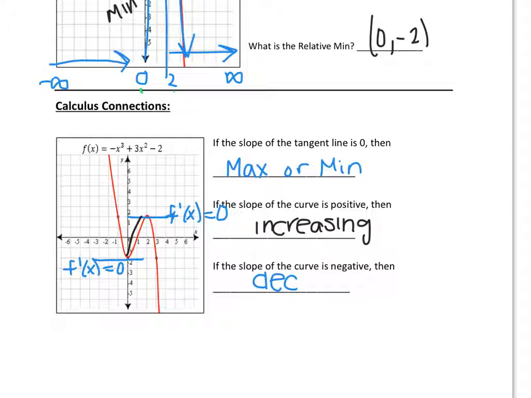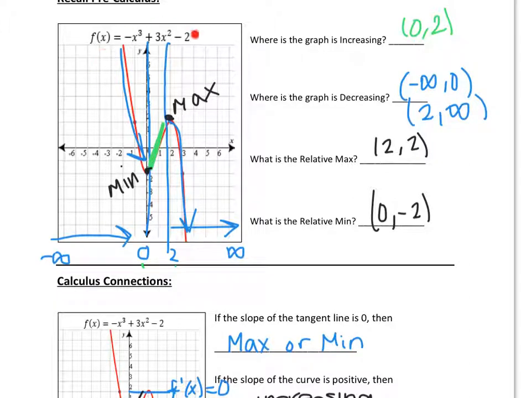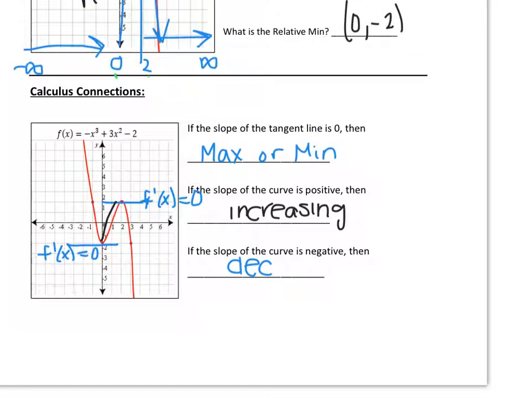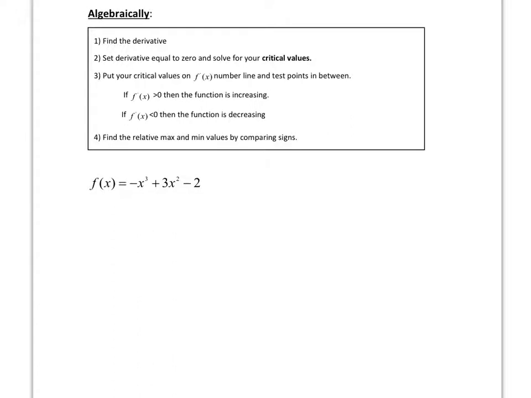Okay, so now let's just say we did not have this picture right here. How could we find all of this information? And we actually can use calculus for that. So let's go to the back. Alright, so the first thing that we always want to do is find the derivative, okay? So step 1, find the derivative. So f prime is equal to negative 3x squared plus 6x.